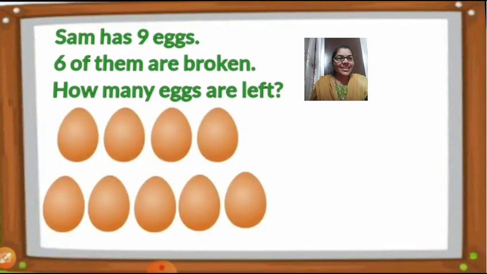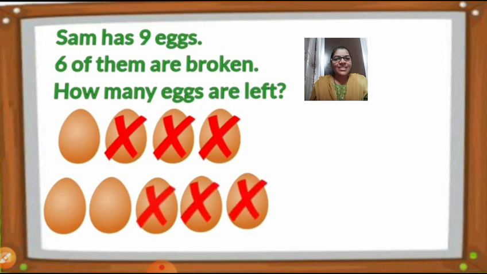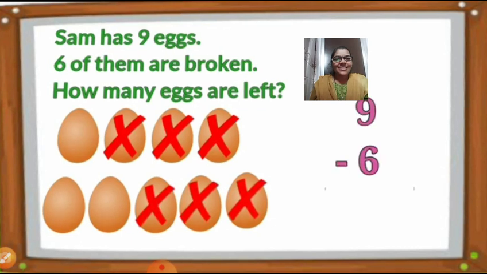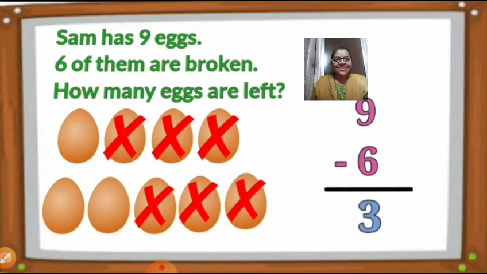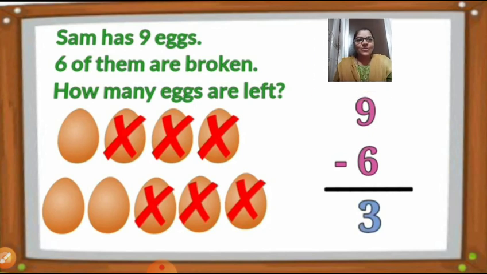Total 9 eggs. See, count it here. Okay. Then 6 of them are broken. 6 eggs are broken. Then you have to do the minus. 9 minus 6 is equal to, what is the correct answer children? Yes, 9 minus 6 is equal to 3. Have you understood children? This way you have to solve your word problem.